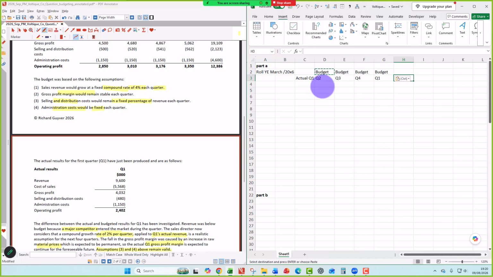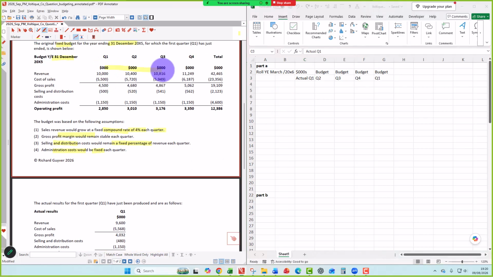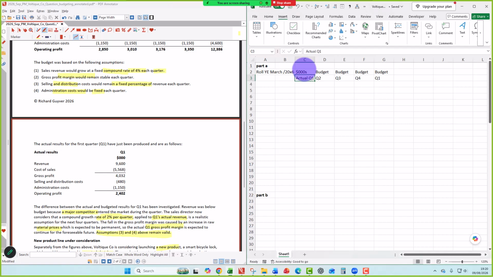I'm just copying and pasting that so we can see we've got 4 budget columns and 1 actual column. It is in thousands, so I will put that up the top there. They've got it all the way along here, but I don't want to type things out unnecessarily. As long as I've got it somewhere, that's good enough. And so I'm going to just use some abbreviations here. So revenue, cost of sales, gross profit, selling and distribution, admin, and operating profit. So you've seen I've used some shorthand there. I do want to be efficient.